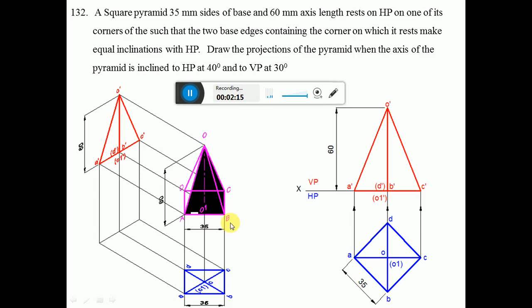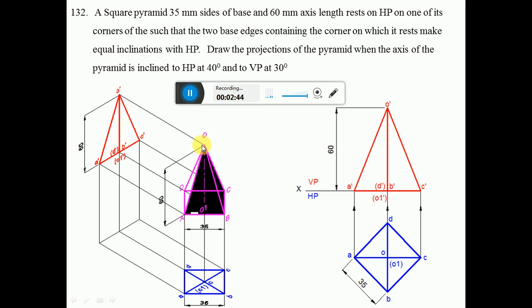Now when you look from the front view, I can see the height of the pyramid, which is 60 mm, when it is projected onto the vertical plane. When drawing the front view, A, B, C are near to the observer, so A dash, B dash, C dash are visible. D is away from the observer, so D dash becomes invisible.